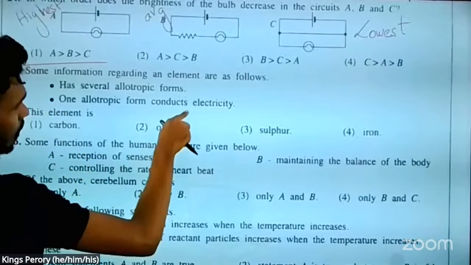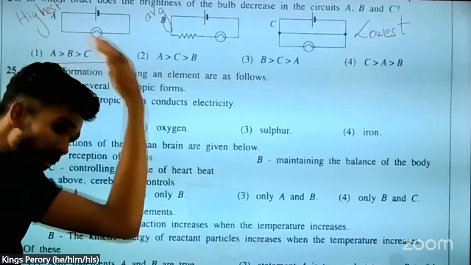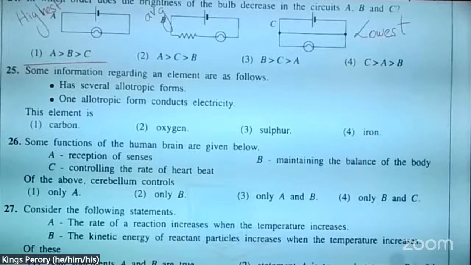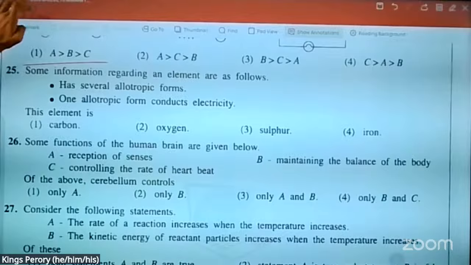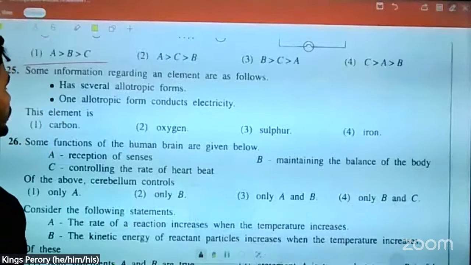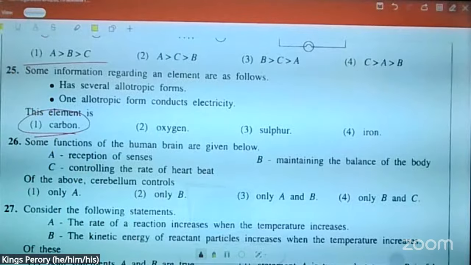One allotropic form conducts electricity. Now only one can conduct electricity here. Out of carbon and sulfur, who is that? Carbon, graphite. That is answer 1.